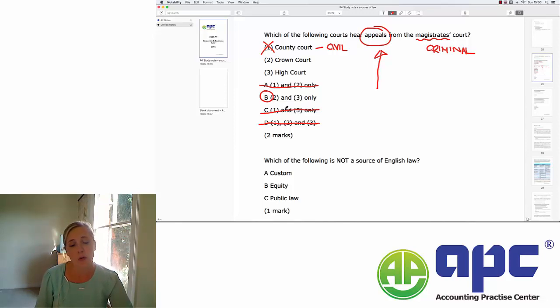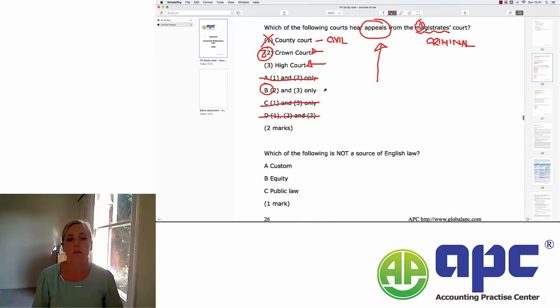If you remember from our diagram, and again from what we just spoke about, criminal cases will start life either in the Magistrates Court here, first of all, or they'll start life in the Crown Court. If they start life in the Magistrates Court, you can appeal directly to the Crown Court, or you can leapfrog the Crown Court and appeal directly to the High Court. So the answer is B, 2 and 3 in this instance.